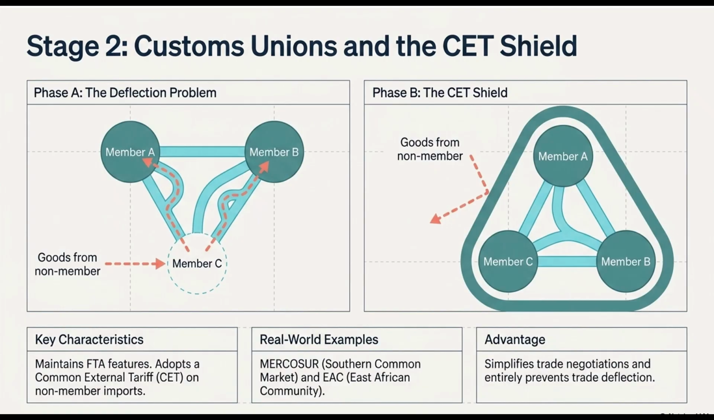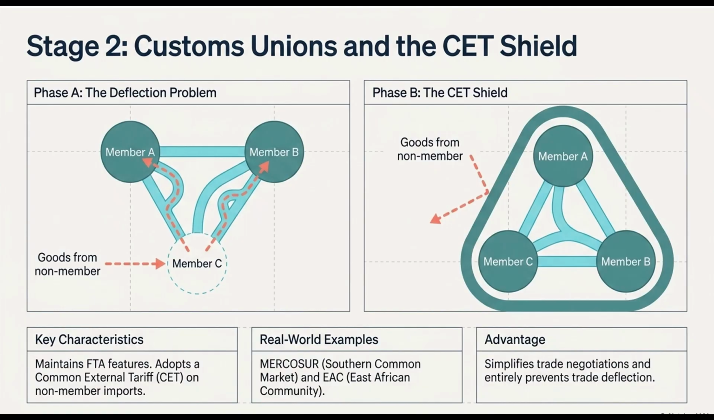So we have examples like the South African Customs Union and other arrangements. Okay. So what were the key characteristics? It maintains free trade agreement features and adopts a common external tariff on non-member imports. That is how they do that. When they are purchasing something from a non-member country, they will both impose the exact same tariff on the same product.